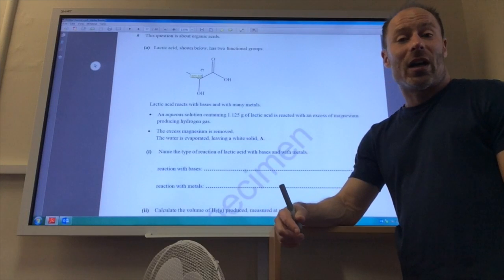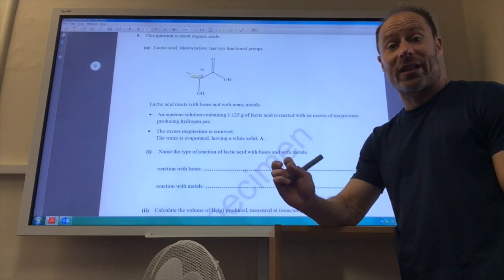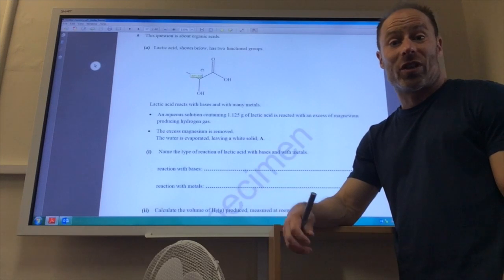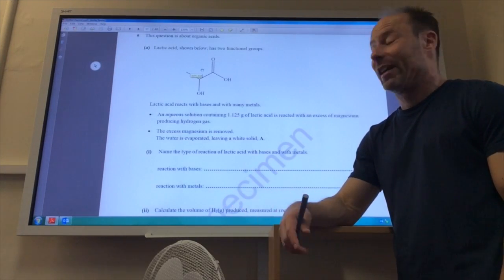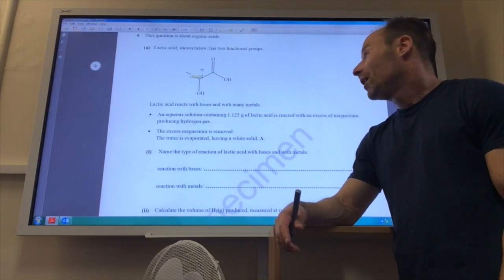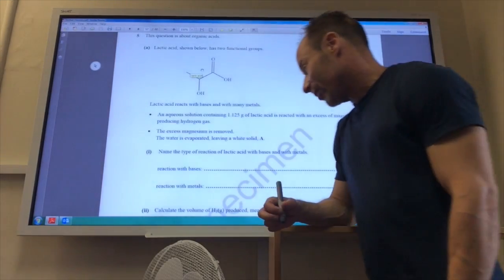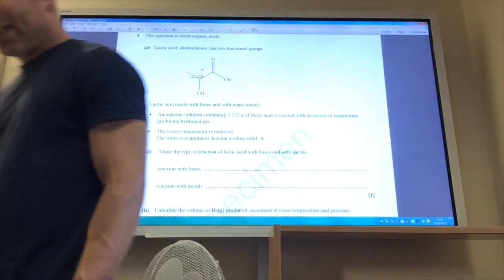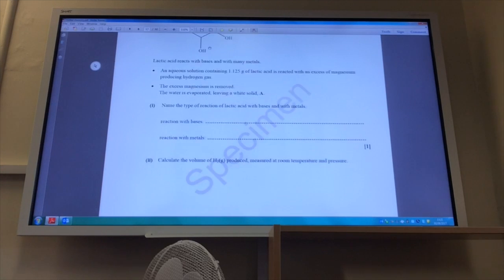With metals, an acid plus a metal, it's a redox reaction because a metal starts off as oxidation state 0, goes to whatever charge, its ionic charge, in which case magnesium is 2+, redox reaction. Okay. And it also produces hydrogen gas, of course. So, that's straightforward. The next thing it wants me to do is calculate the volume of hydrogen gas produced, measured at room temperature and pressure.